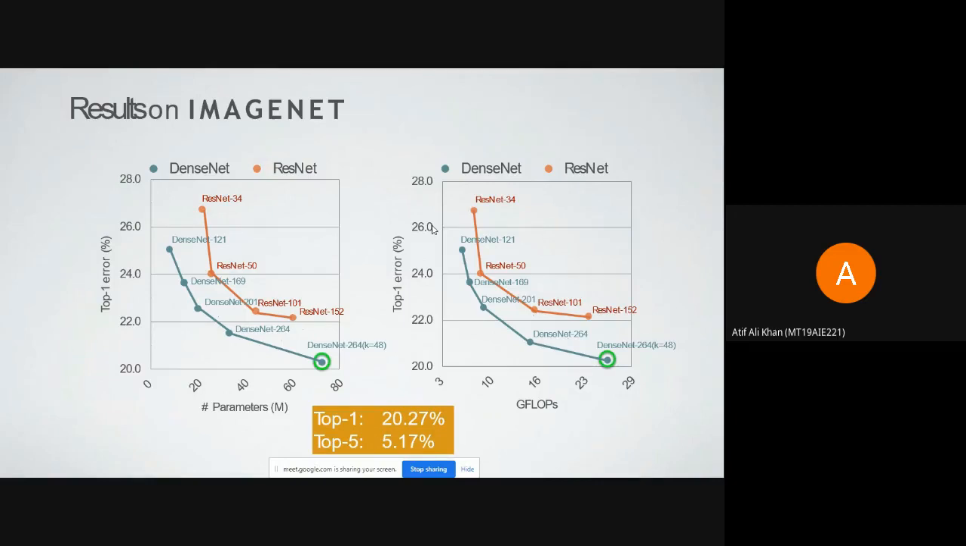Here we can easily see that if we use DenseNet in place of ResNet, then the percentage error is relatively lower. For example, on the very first figure, that is parameter M, for DenseNet 264, where the k value is 48, we can see the error is lowest. On the other hand, observing the same thing on GFLOPs, where the DenseNet is 264 and the k value is 48, the top one error percent is also at the lower end, that is 20.27. So this shows the better performance of DenseNet, and we can say that the efficiency also improved with the lower error percentage.